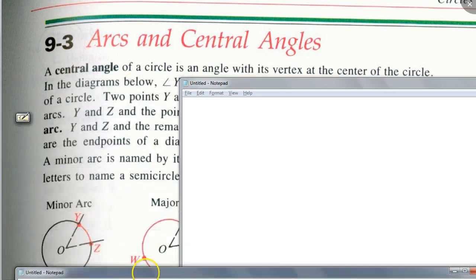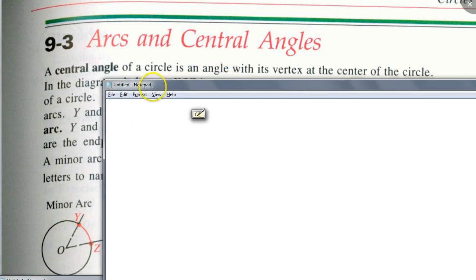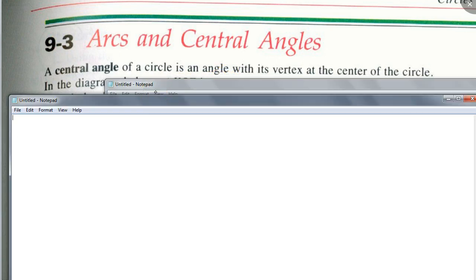Well, actually, you don't have to imagine. You can see one. You see the angle YOZ? That's a central angle. It's an angle with its vertex at the center of the circle, and then the two sides are the radii, right? So that's basically what it is. Okay, so write that down. I'll wait. So that's what a central angle is.